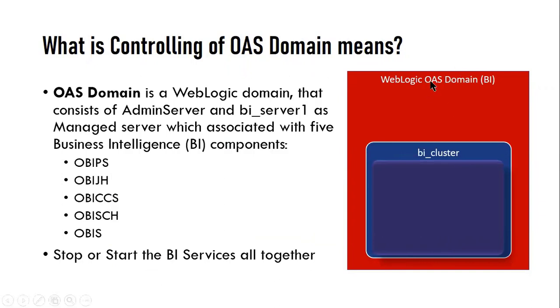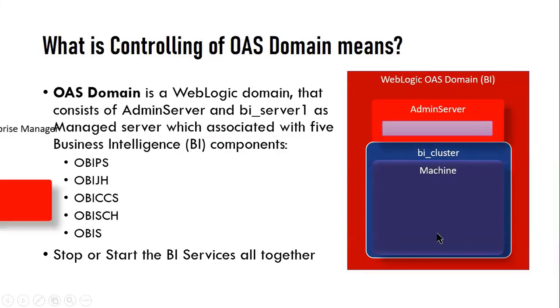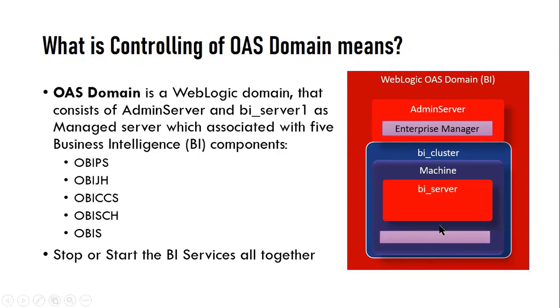So the Oracle WebLogic domain, that is the OAS domain, contains the BI cluster. In the cluster, we have a machine configured that is going to be controlled from the node manager, and one managed server will be running. That is what we call the BI server. On the BI server, you are going to have the BI components. If you look at the top one, the admin server, it has the Enterprise Manager deployed on it.